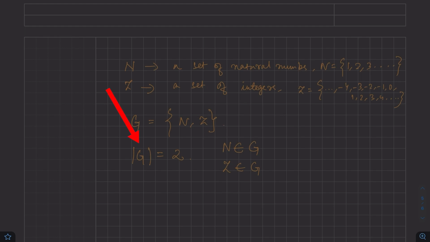Keep in mind that the cardinality of G is 2, whereas the cardinality of N and Z are infinite. You remember we briefly touched on this notion of finite and infinite sets.